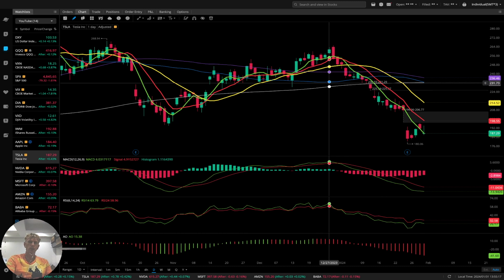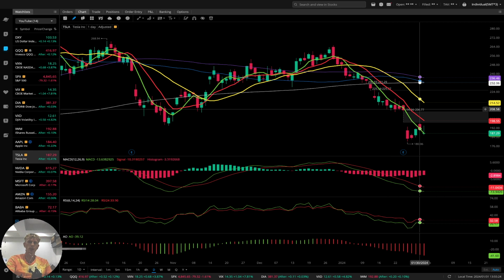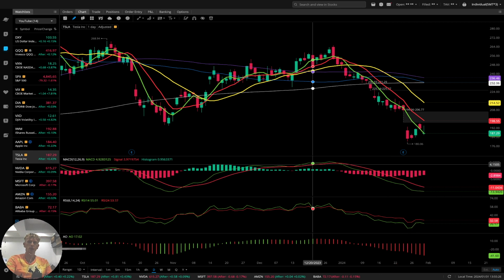Tesla daily still bearish, right? Still bearish trend on all indicators, nothing changed. Gap above still not filled. It's multiple gaps above, but still bearish.